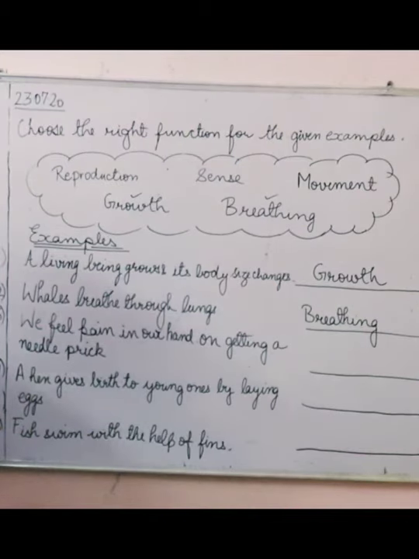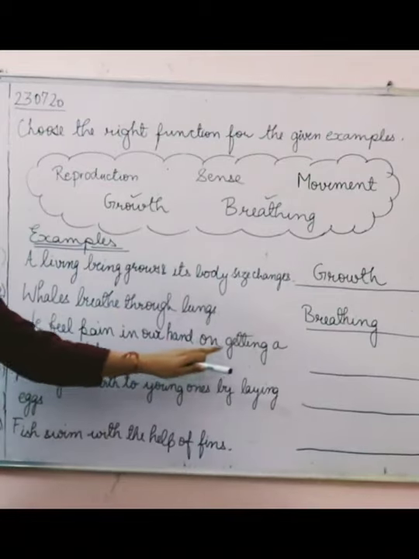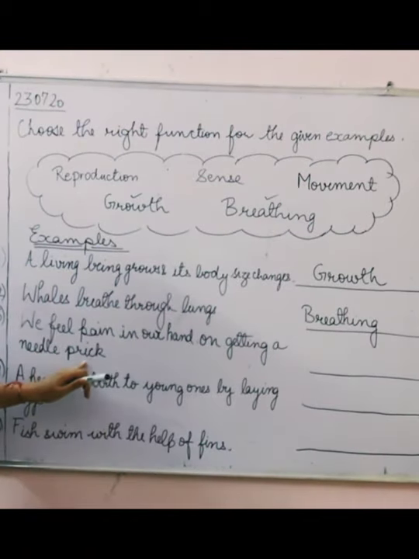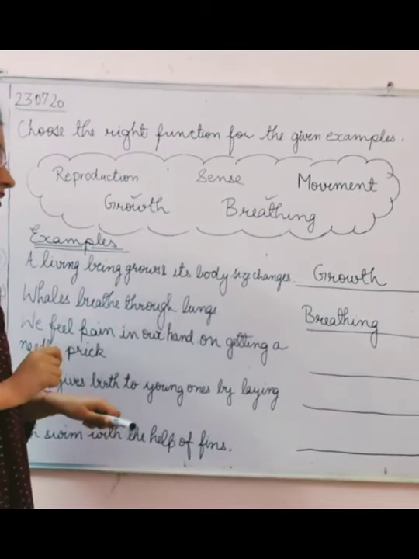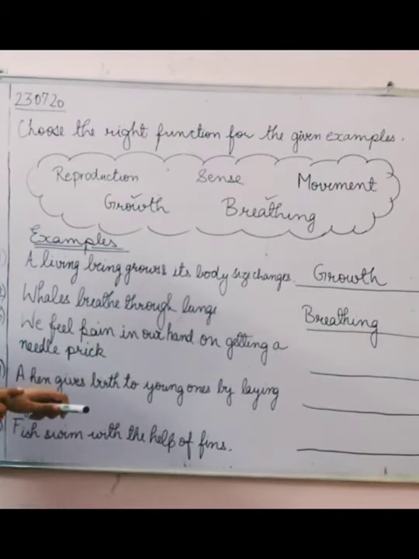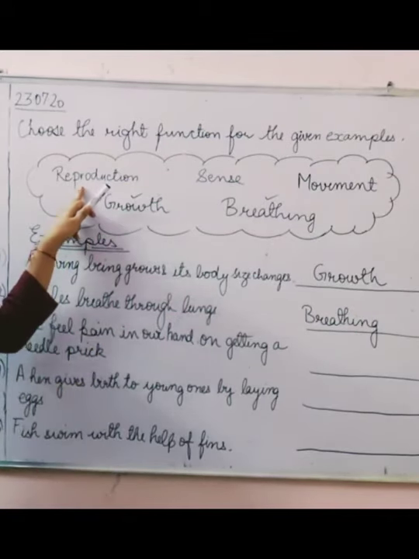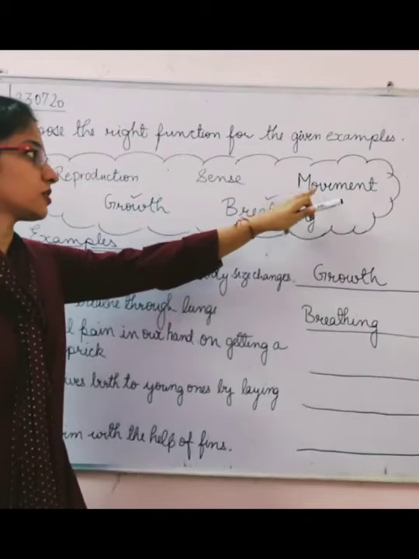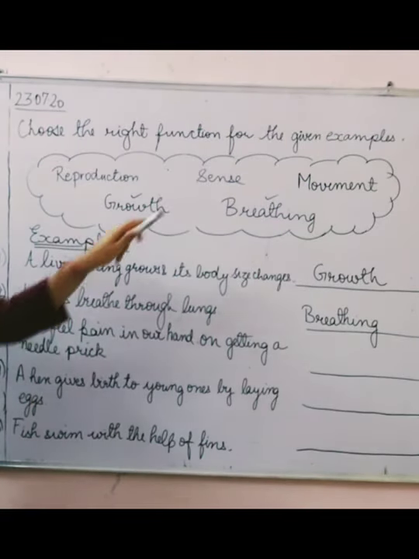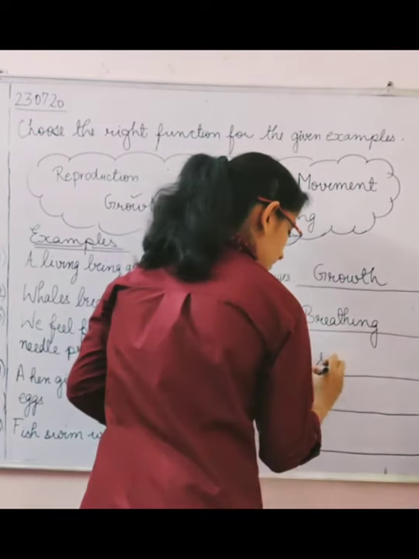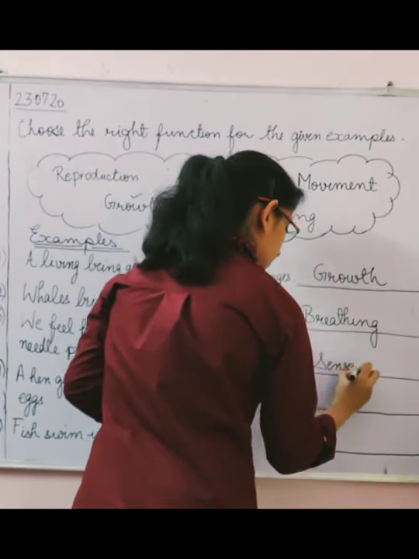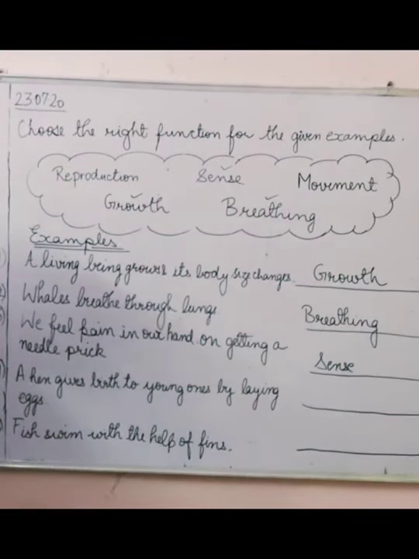Okay. Next, we feel pain in our hand on getting a needle prick. If I get hurt by a needle or if I get pricked by a needle, then I feel pain in my hand. So what is it called? Is it called reproduction, sense or movement? It is called sense. Why? Which function is appropriate? It is the sense. Why? Because we are feeling the pain.